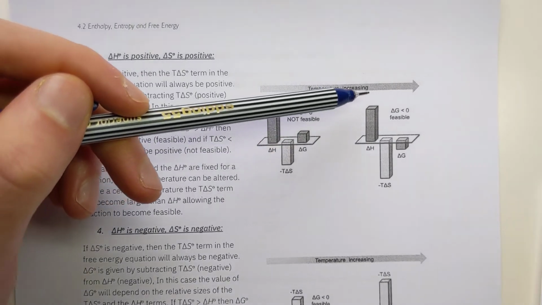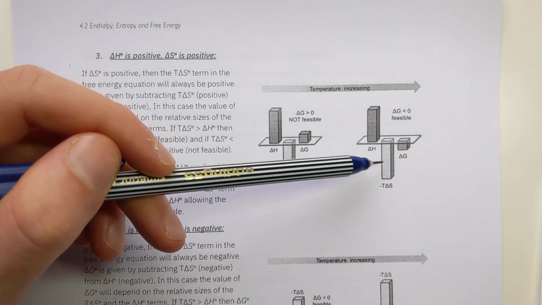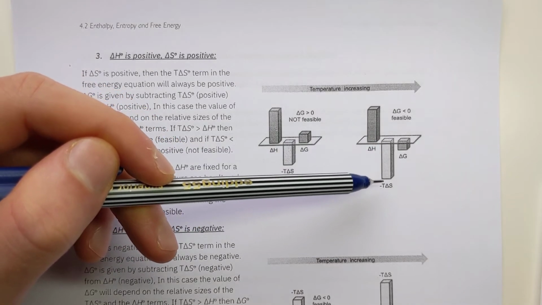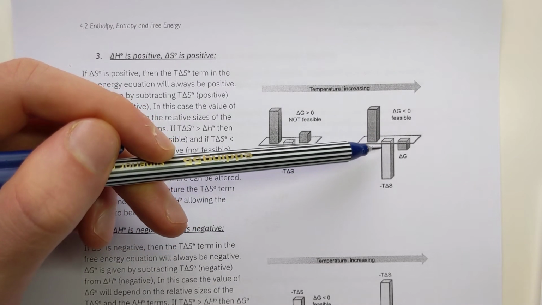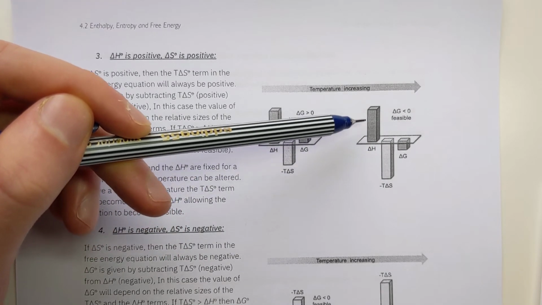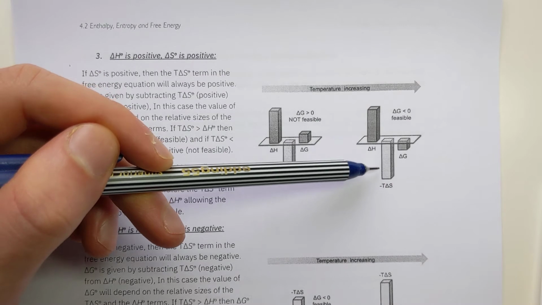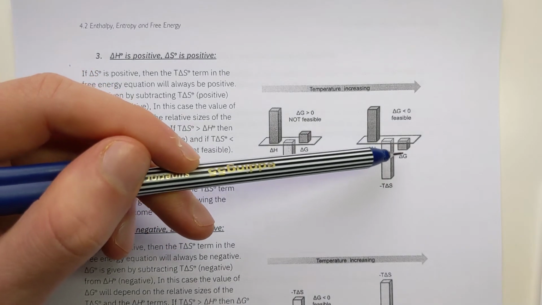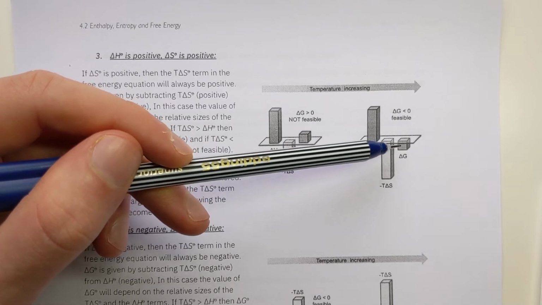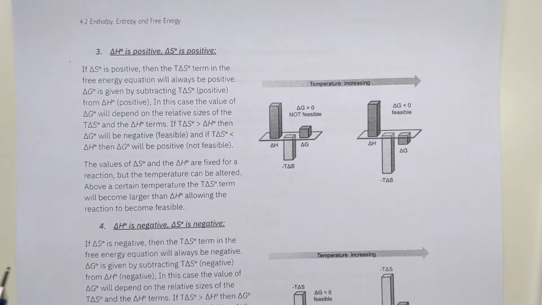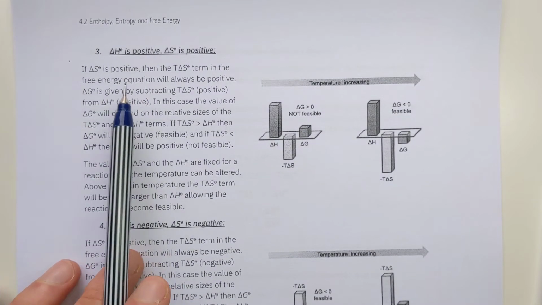However, as you increase that temperature value, the T delta S term in your equation becomes very big because you're multiplying by temperature. At a certain point, it'll become so big, it's going to overtake the size of that delta H value. And once it overtakes the size of the delta H value, the overall value for the equation is going to turn negative. Once it turns negative, it's going to become favourable again. So the way we can explain that is a tricky point. I hope that makes sense.